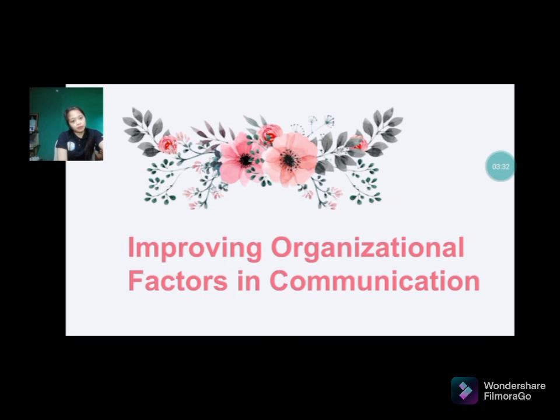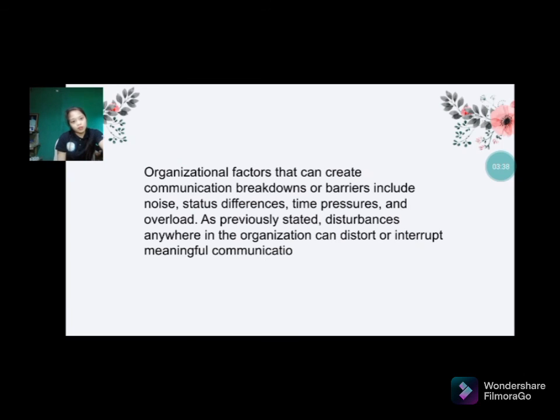Next, we will tackle improving organizational factors in communication. First, what are the organizational factors that can create communication breakdowns or barriers? They include noise, status differences, time pressures, and overload. As previously stated, disturbances anywhere in the organization can distort or interrupt meaningful communication.